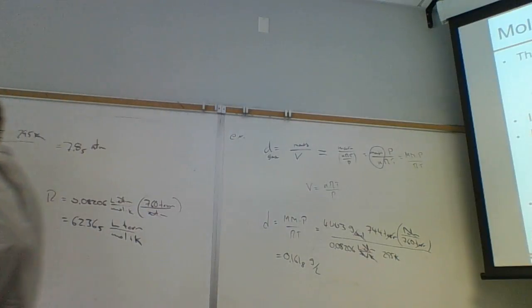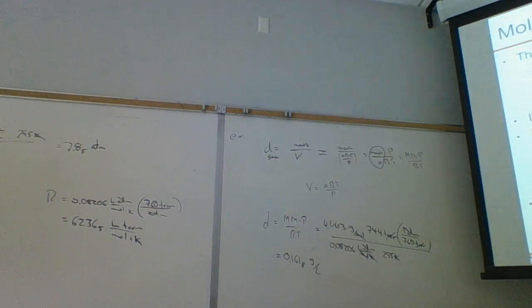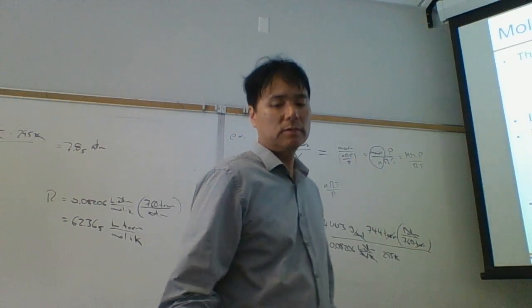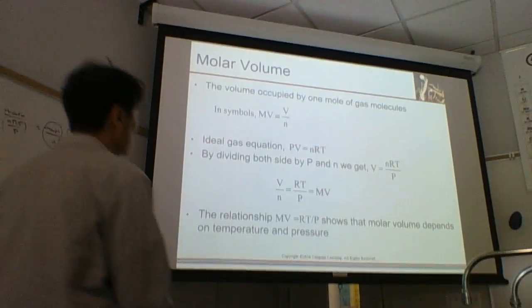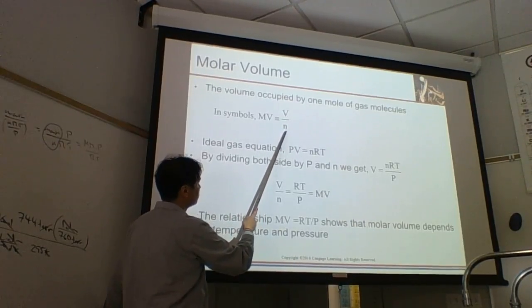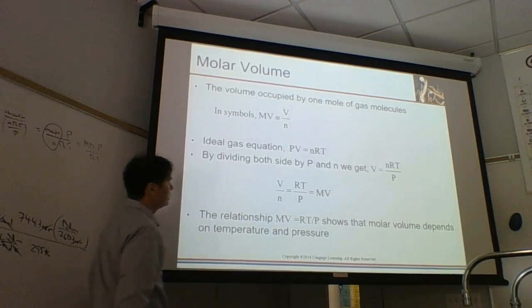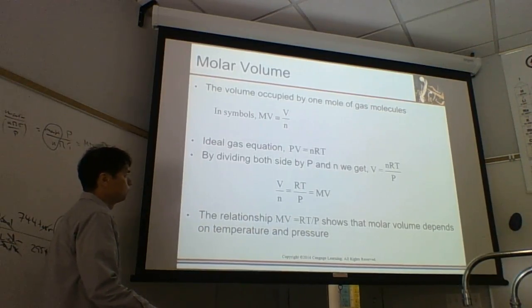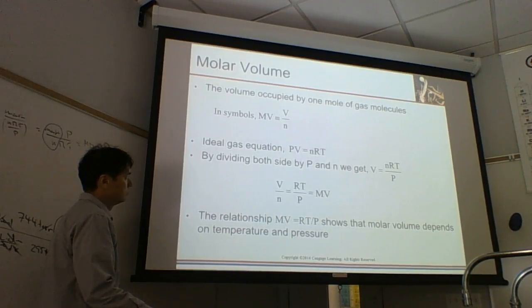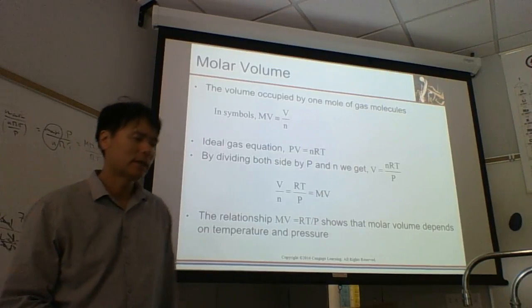Let's see how they derive the equation for molar volume. First, what is the definition of molar volume? The definition of molar volume is, how many liters per mole. So if I have a mole of gas, how many liters? So volume over n. So how did they derive it? They derived it maybe an easier way than I derived it.